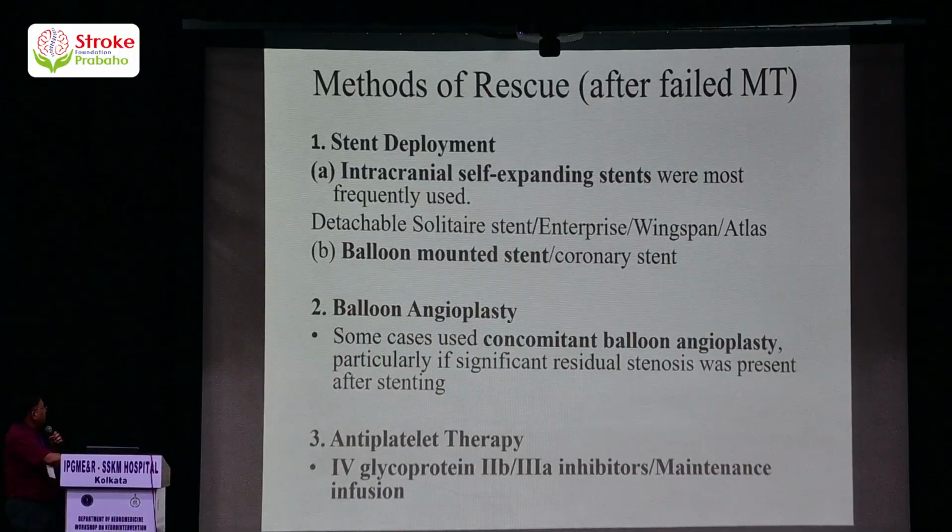So how to do rescue stenting? You can use the intracranial self-expanding stent, or you can use the balloon-mounted stent, which is mostly a coronary stent, or you can do simple balloon angioplasty. But sometimes with balloon angioplasty, the artery collapses and you ultimately require stent deployment. And you can also do antiplatelet infusion with tirofiban or any other IV glycoprotein 2B3A inhibitor.